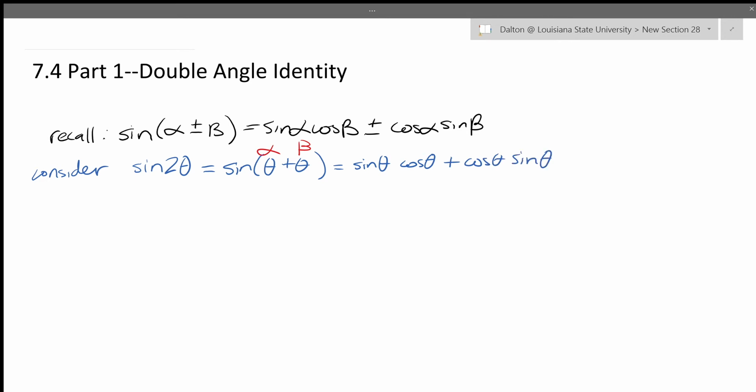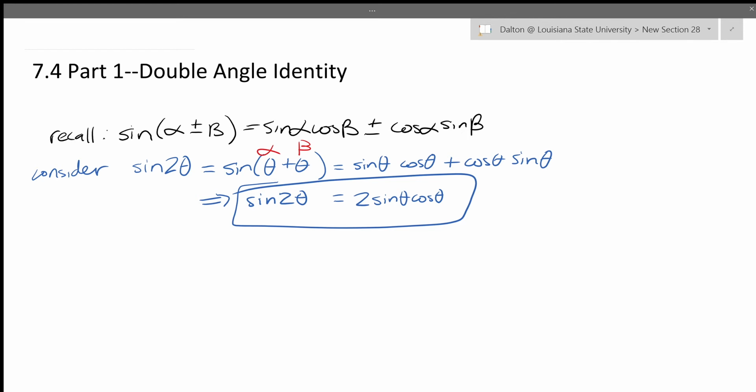And then if I rewrite this, kind of go backwards, theta plus theta is 2 theta. I have sine cosine plus essentially sine cosine, just in a different order, which can be rewritten as 2 sine theta cosine theta. And this is as far as I can simplify it. So this implies that the sine of 2 theta can be written as 2 sine theta cosine theta.